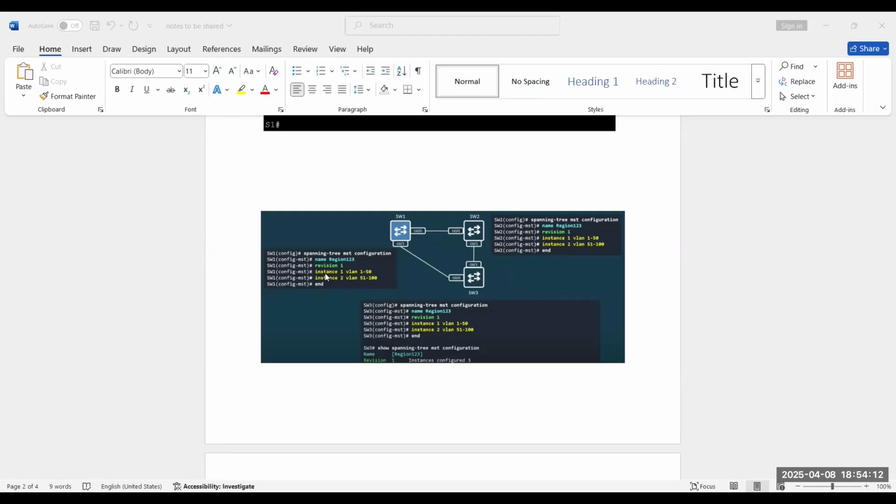Next, we have mentioned instance 1 will have VLAN 1 to 50, and instance 2 will have VLAN 51 to 100. The same configuration should be applied in all the switches that belong to the same region. This is how we need to configure the MST initially. This is the initial or basic configuration that should be applied on the switches.